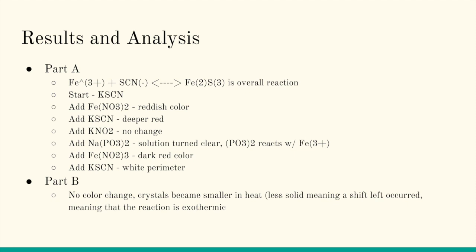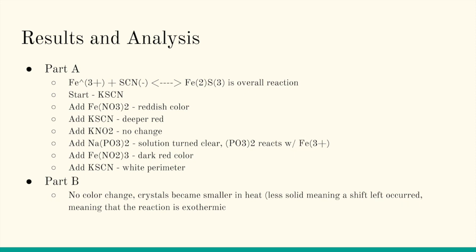When we added back in iron ions with the next molecule, the dark red color came back because the equilibrium position shifted further right with the addition of concentrations on the left side. Finally, when we added potassium thiocyanate, it wasn't enough to change the equilibrium position because the solution stayed clear in the area, but it did have a white perimeter.